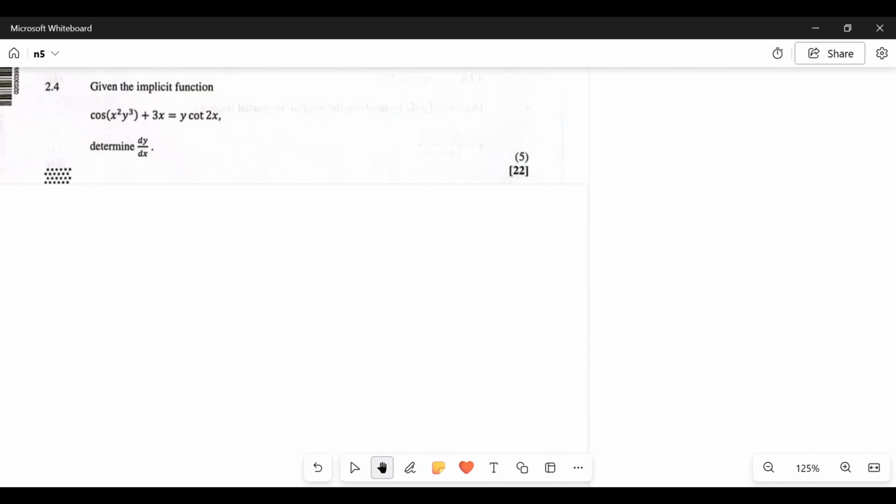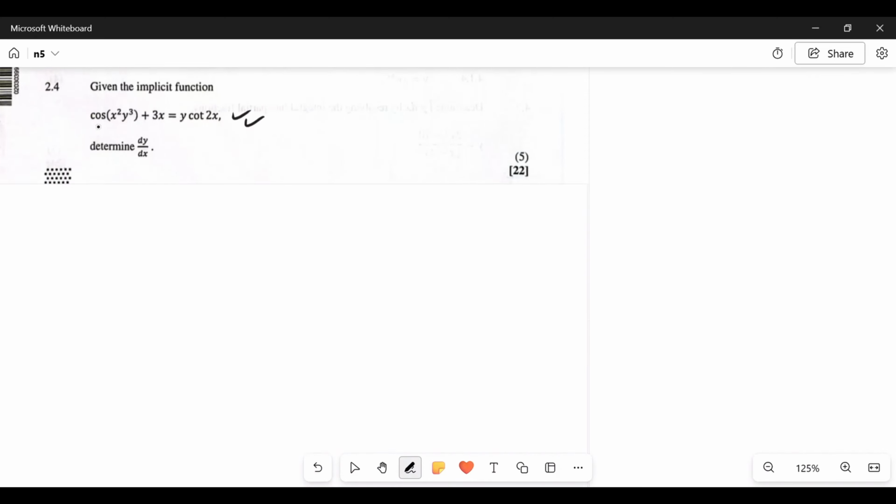All right, guys, let's look at 2.4. Given the implicit function, they want you here to differentiate this. Now, how are we going to do it? Remember, we're going to use implicit differentiation, so wherever there is y, when we derive, we have to multiply with dy over dx. So let's look at the terms on the left hand side. We have cos(x squared y cubed). Now we have to differentiate this.